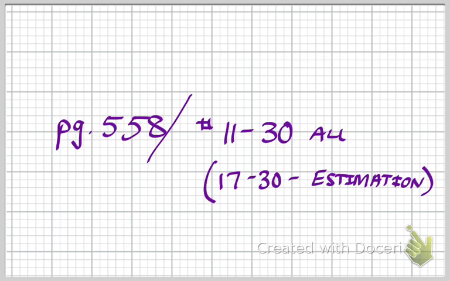11 through 16 should come out as perfect squares. You should be fine there. Once you get to 17 through 30, you're going to want to use estimation. So your assignment today, 11 through 30 all. This is due tomorrow, but I think I've left you 25 minutes, almost 30 minutes to work on this, as long as you started the video right away, so you should be in good shape.